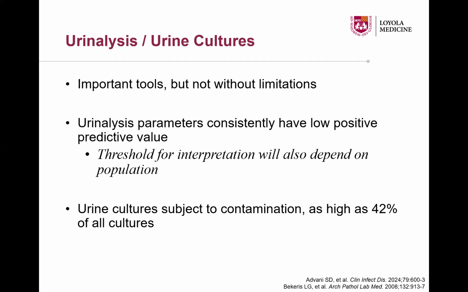So not only the UA piece of it, are there limitations there, but on the urine culture side of things, highly subject to contamination. I think this is always a point of emphasis, is ensuring that we are getting appropriate collection of urine cultures. I'm realizing that my references aren't showing on here. I think they must be a little bit lower than what you can see, but as high as 42% of all cultures are contaminated. And so making sure that we're getting appropriate samples is a really important piece of this to be able to use this data to improve patient care.